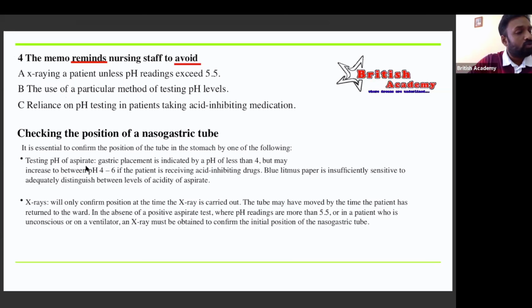Now, anyone who wants to comment the answers, you can continue to do that. Ansi says B. Okay, I'll come to it. Now, the first one says it is essential to confirm the position of the tube in the stomach by one of the following. So there are two methods given.